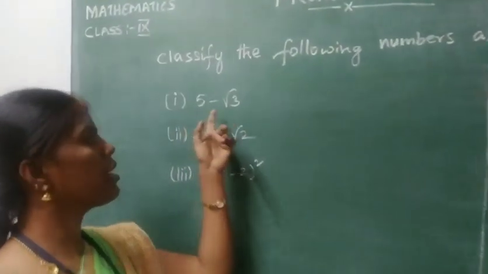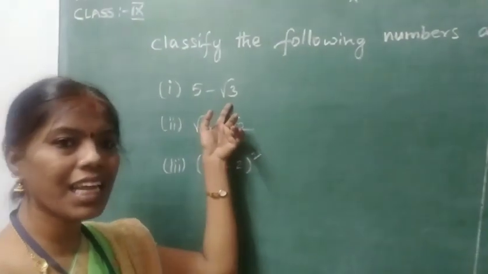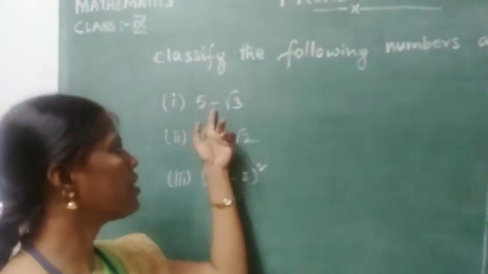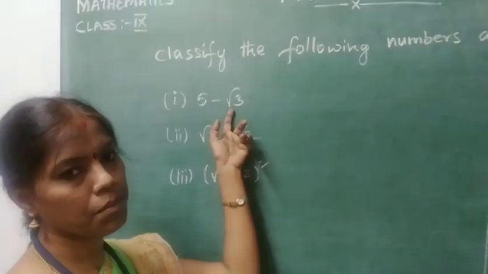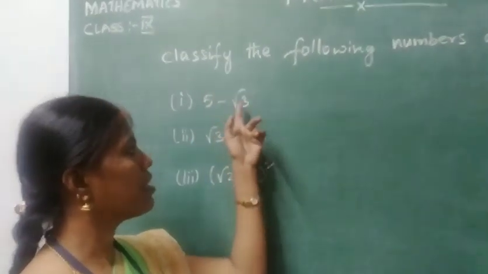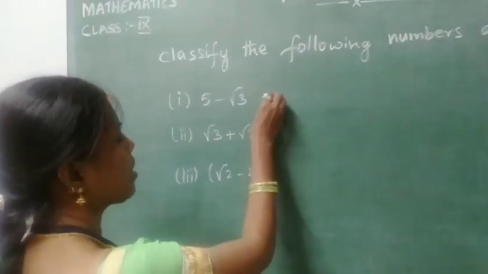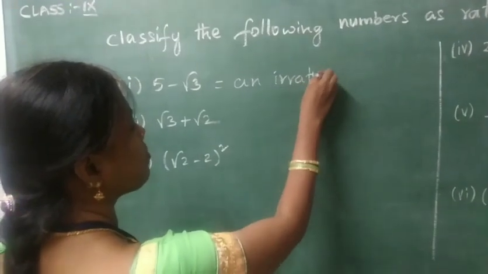First one, 5 minus root 3. 5 is a rational number. Root 3 is an irrational number. What is the sign? Difference. The difference of a rational and an irrational is an irrational number. We had learned that the difference of a rational and an irrational is an irrational number.